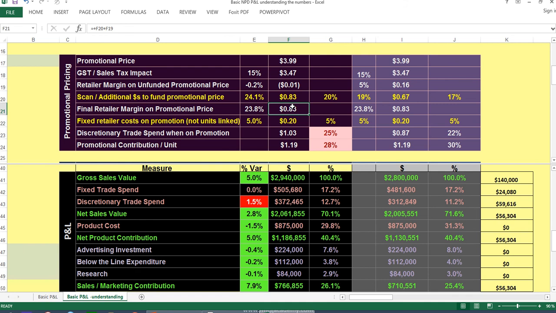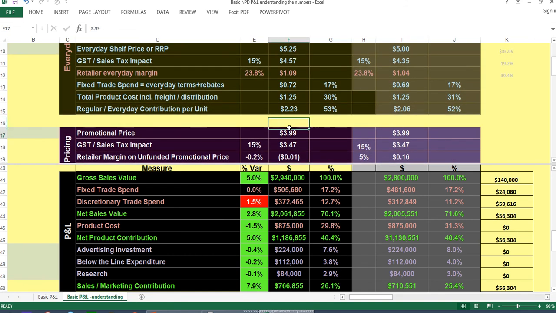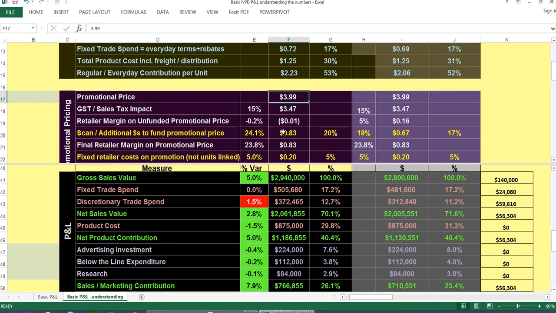we need to fund 83 cents. Scan to fund is now 83 cents. In the original scenario, it was 67. And the reason for that is we're coming down from $5.25 to $3.99, while we were coming down from $5 to $3.99. So it's a smaller number earlier, which you had to fund, and now it's a larger number. $1.25 we need to fund versus a dollar discount by the retailer earlier.